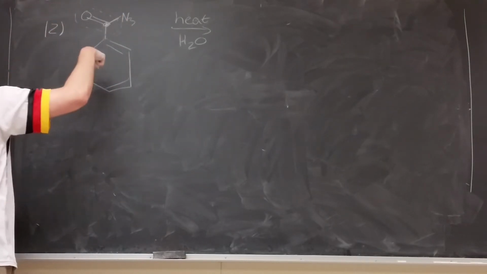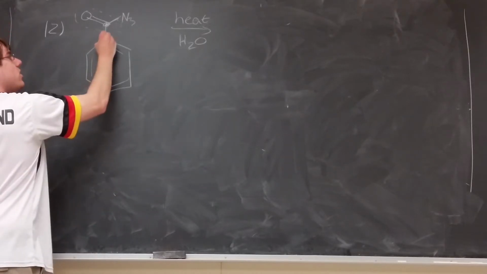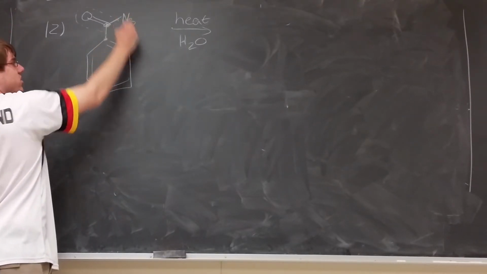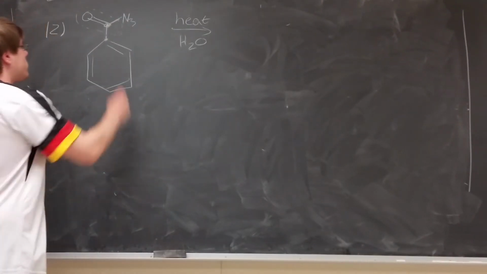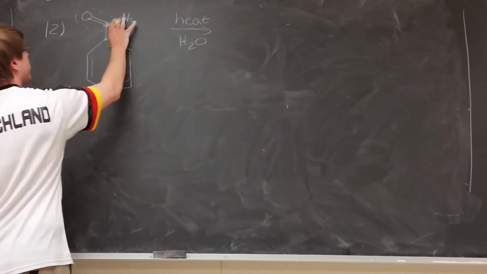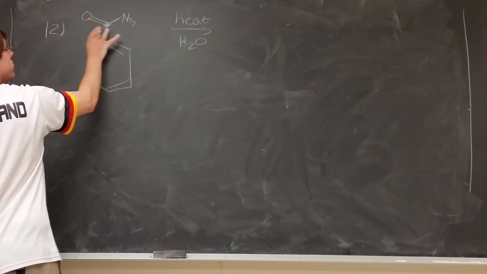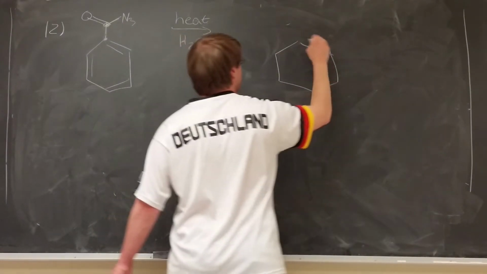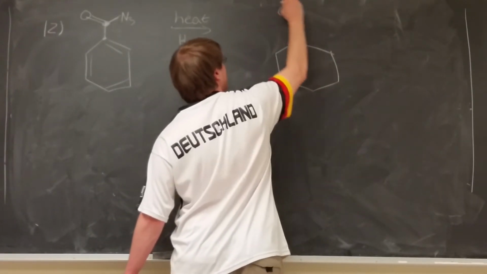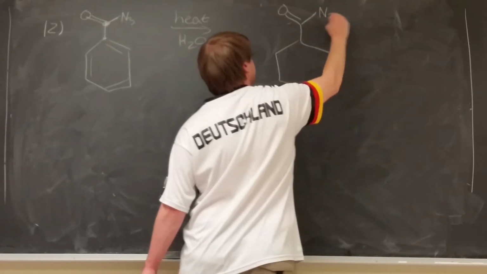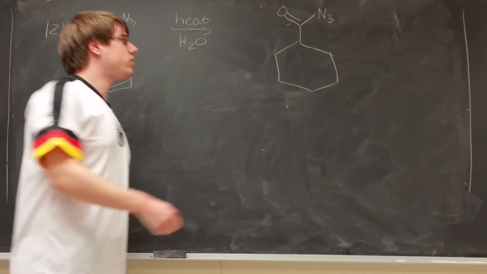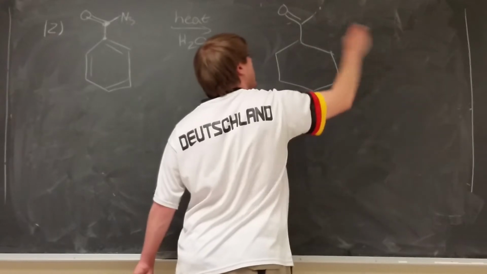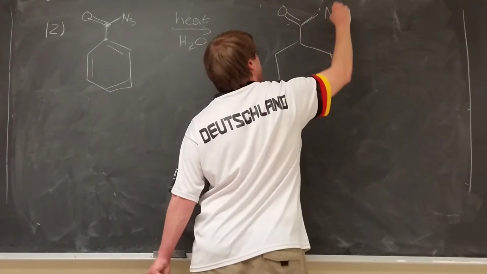This group is going to end up coming off, and then the carbon on one side will become attached to the nitrogen on the other. So what would that look like? The trick for figuring this out is start by just redrawing what you start with. So we have the benzene. The benzene isn't going to really do anything here, but we have the double bond O, and we have the N3. The first thing to do is rewrite that N3 as NH2.